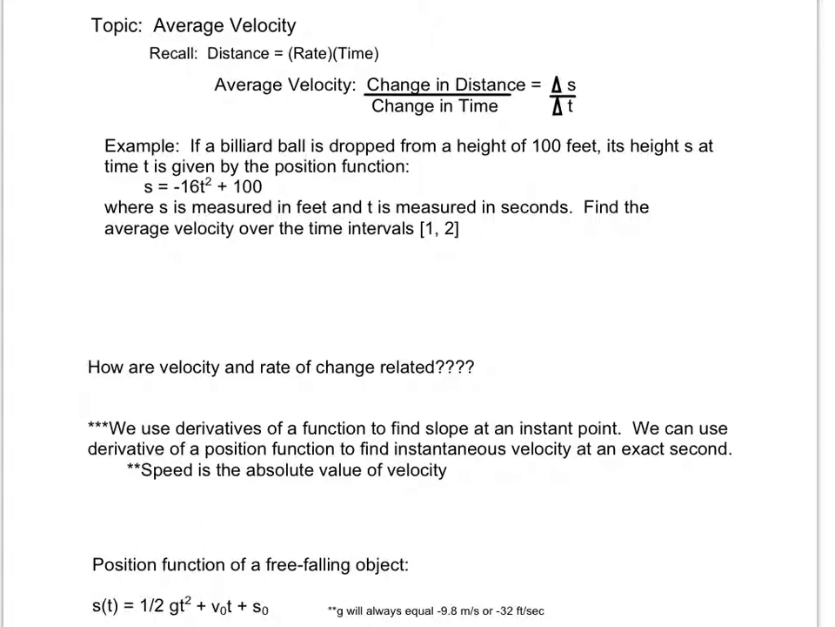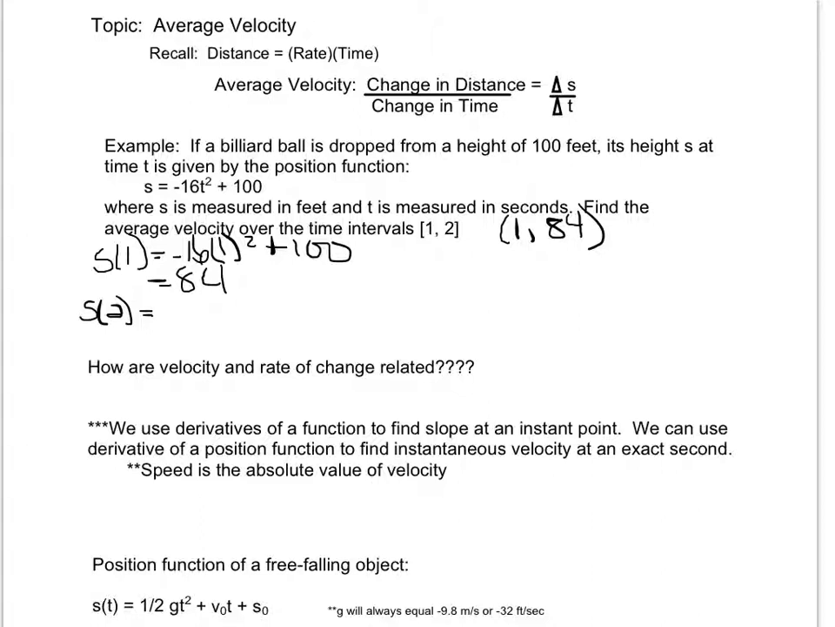So I'm going to go ahead and plug 1 into my function, and I'm going to say when t equals 1, S of t, S of 1, is negative 16 times 1 squared plus 100. Doing that, I get a value of 84. So when t is 1, position is 84. And I'm going to do the same thing with S of 2. I put a 2 in there, and I'm going to work that out, and I get negative 16 times 2 squared plus 100. I can put that into my calculator, and I get 36. So when t is 2, my position is 36.